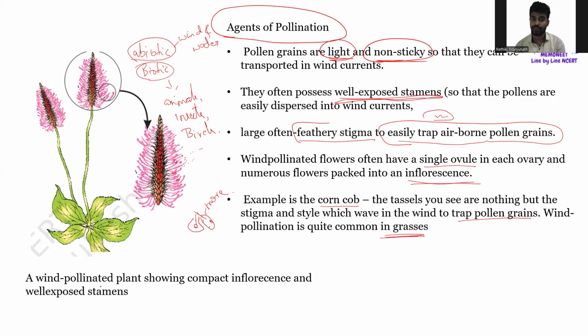So this is actually an example where the wind pollinated plants show a compact inflorescence, where flowers are compactly arranged. And you can also see the well exposed stamens. So in this way, what happens? Obviously, they show vulnerability towards the pollen grains which have been carried by the wind current. So trapping of these pollen grains will obviously be very easy, and they're exposed very easily to the wind current. So the chance of pollination happening is 100%. So this was all about wind pollination.